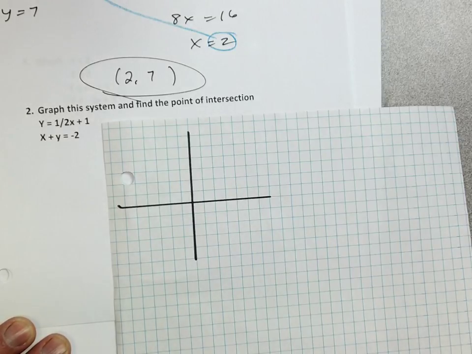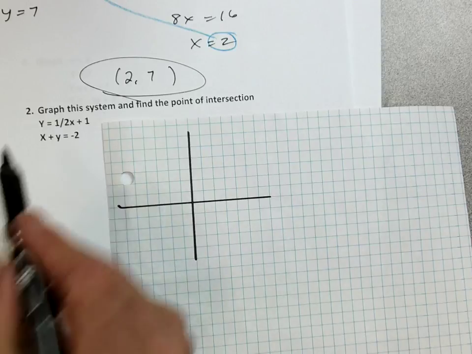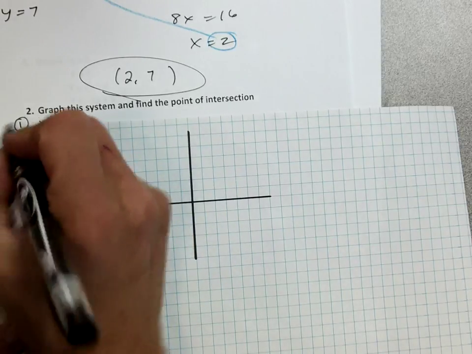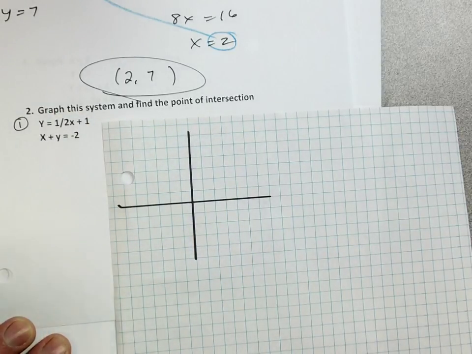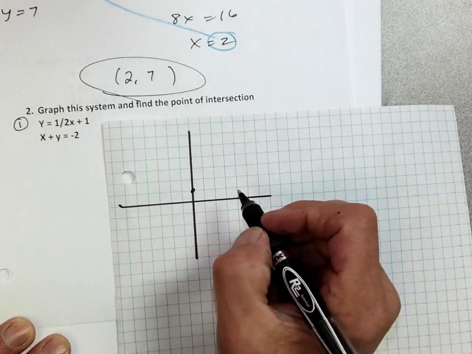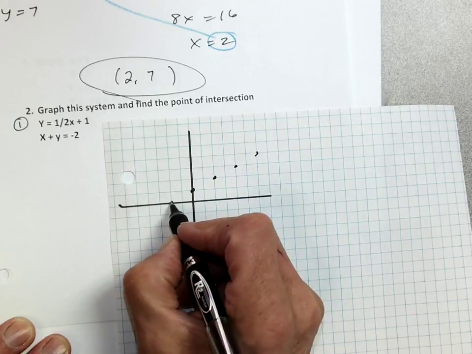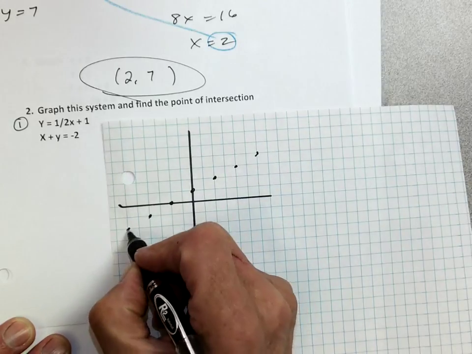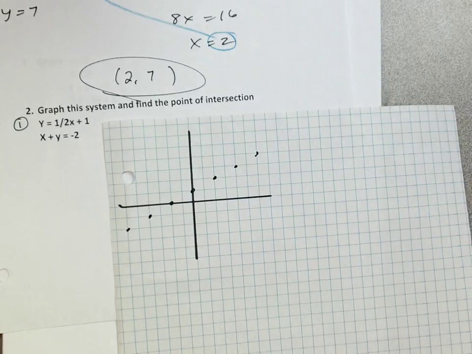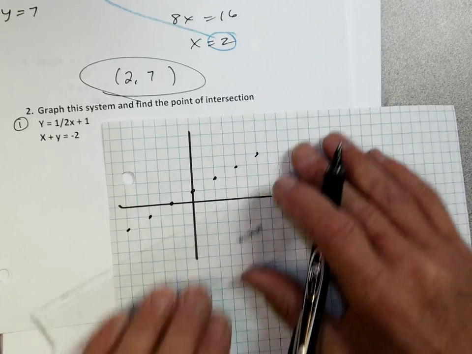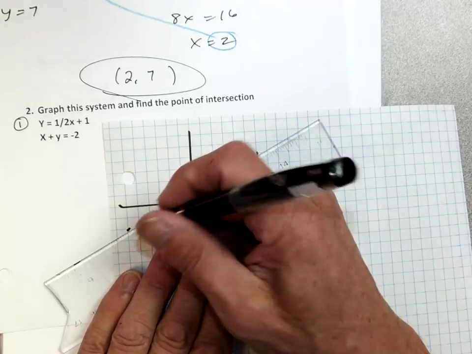So on the very first equation, call it equation 1, I'll start at 1. And I'll go up 1 over 2, up 1 over 2, right? Okay, and I'll graph in my line. There it is.